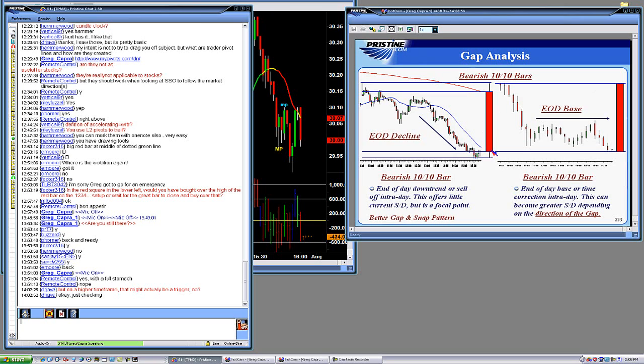Because what's above here? As we look at this intraday chart, if prices fell rapidly like this, you go, well, what does that mean?